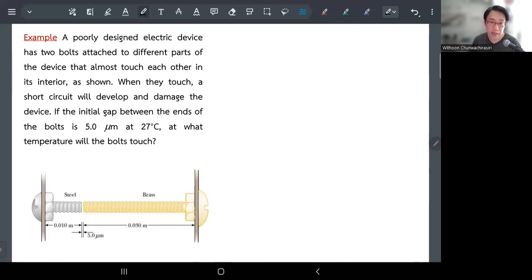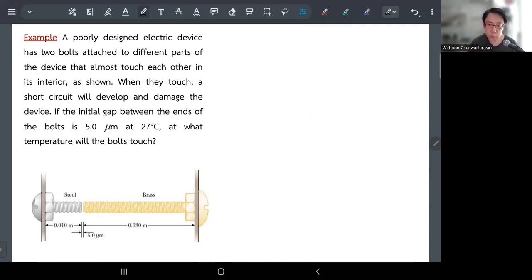A poorly designed electric device has two bolts attached to different parts of the device that almost touch each other in the interior as shown. All right, so this is poorly designed. That's pretty bad. When they touch, a short circuit will develop and damage the device. If the initial gap between the ends of the bolts is 5 micron at 27 degrees Celsius, at what temperature will the bolts touch?